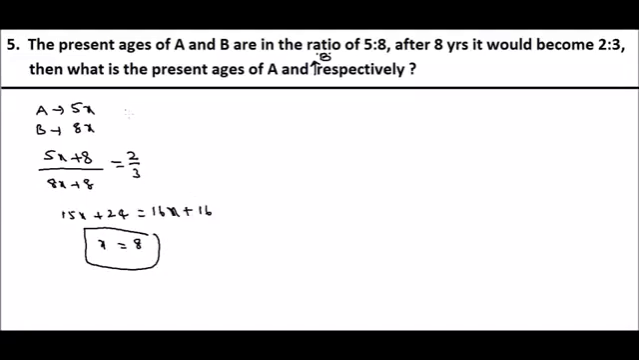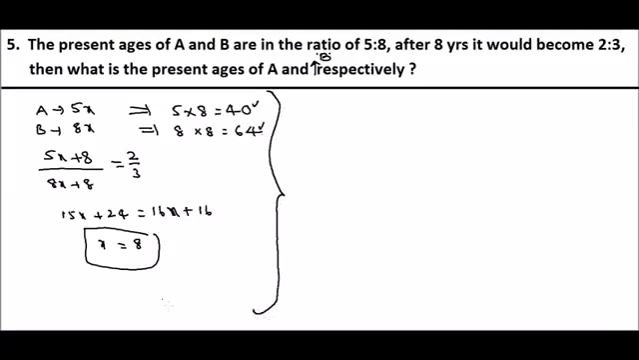Over. Now what is the present age of A? That should be 5 into 8, it will become 40. Then what is the present age of B? 8 into 8, that is 64. All right. So 40 and 64 are the respective ages of A and B. Now the same question can be done with the simple shortcut what we have been doing there, right?